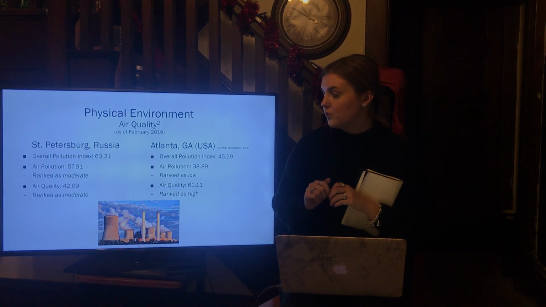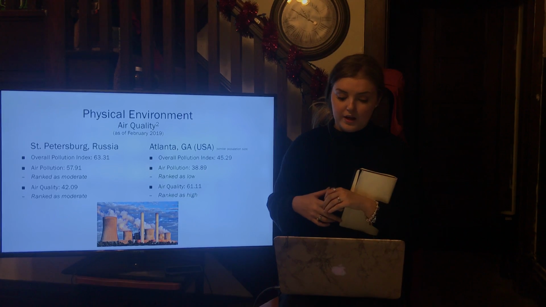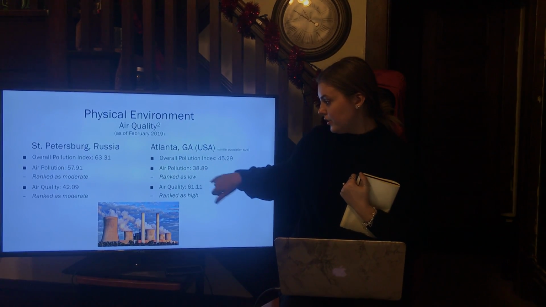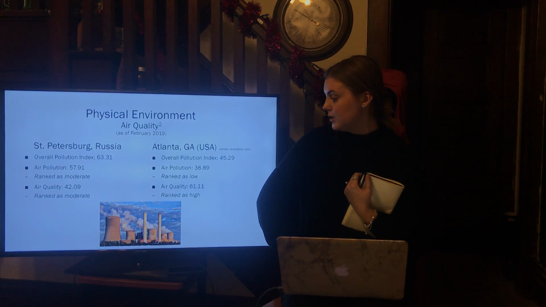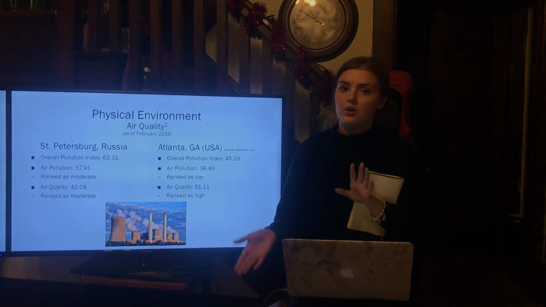The air quality was 42.9, which was also moderate. And then air pollution was 38.89 in Atlanta, which was low, and the air quality was 61.11. So air pollution, you want it to be low, and air quality, you want it to be high.